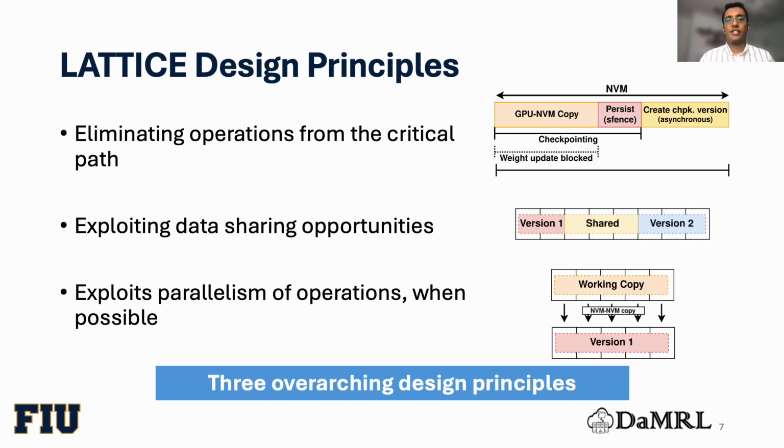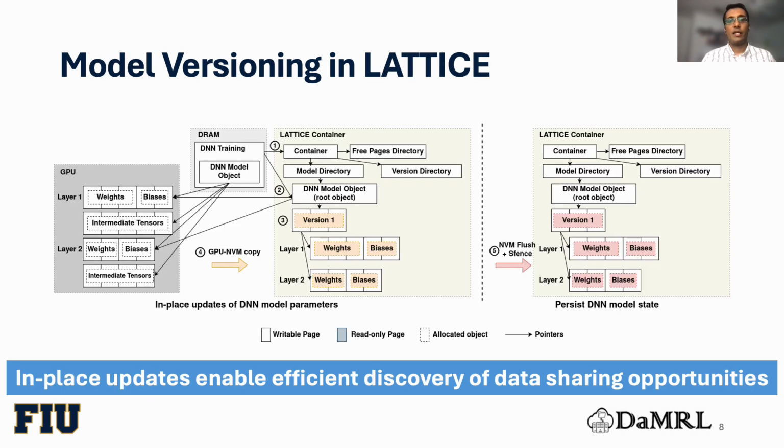We follow three overarching design principles to make Lattice efficient. First, we organize the version creation workflow to eliminate version creation operations from the critical path. Next, we implement a scheme to identify data sharing opportunities to create space-efficient versions. And finally, we parallelize memory movement operations to reduce version creation time. I'll give a brief overview of how our design principles translate into action.